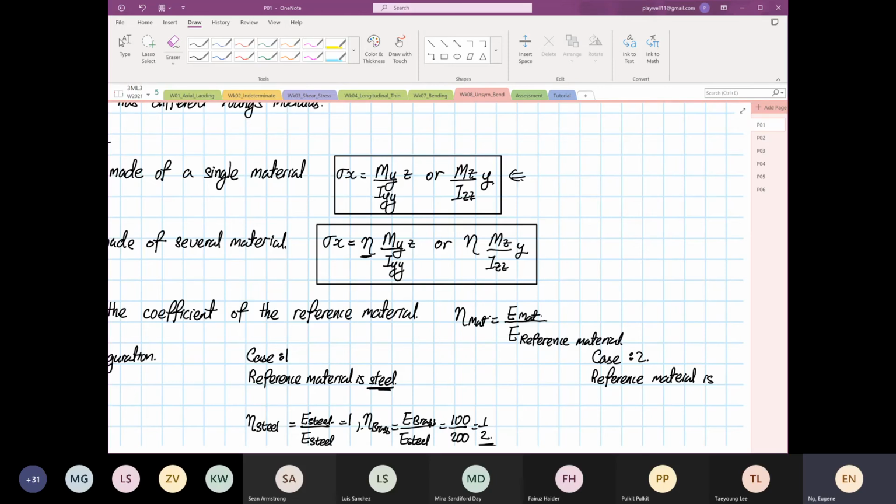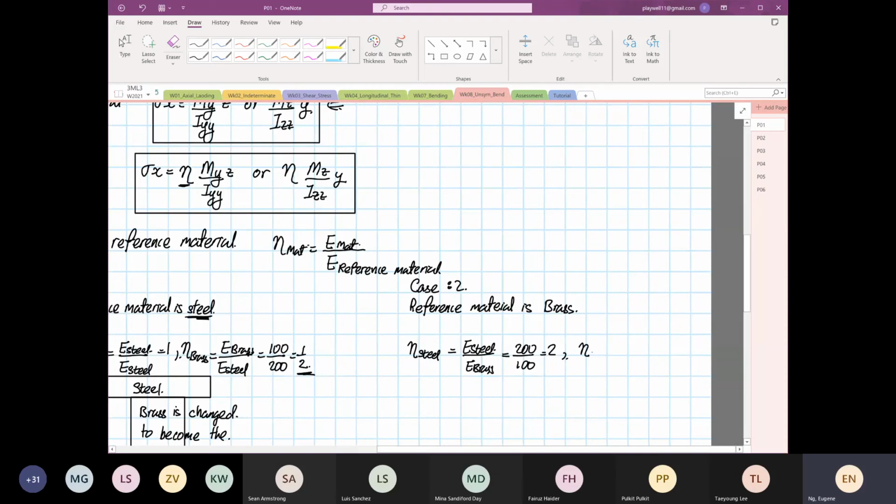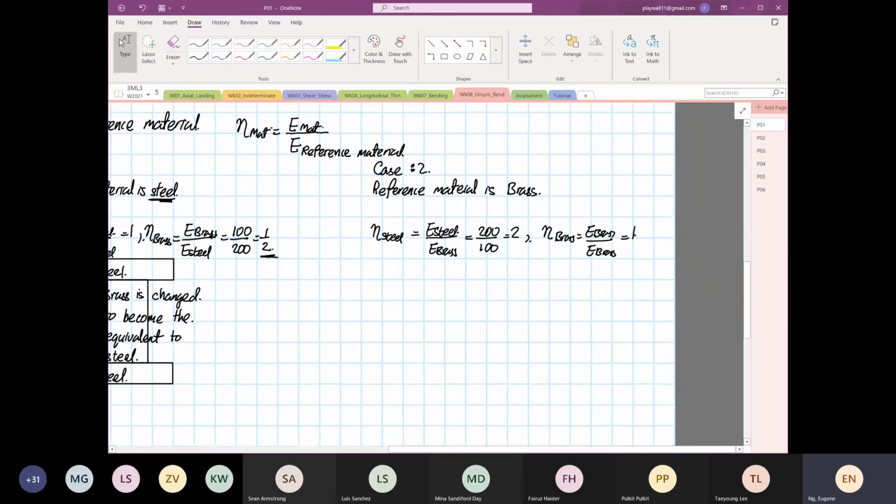So now what if our reference material is brass? We know that n of steel will be equal to E of steel divided by E of brass. This is 200, this is 100, so it equals 2. And then n of brass is E of brass divided by Young's modulus of brass, which equals 1. So now the whole structure is made of brass.